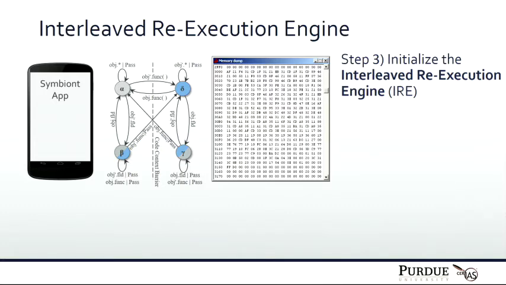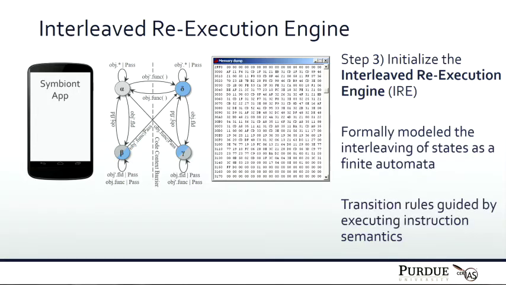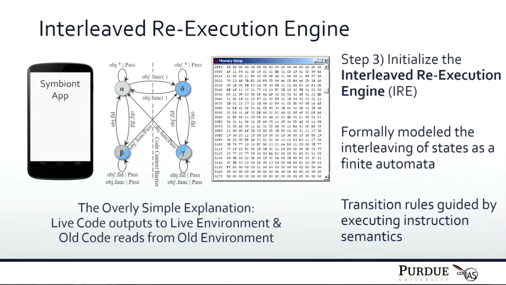Now, this figure may look pretty complex, but this is actually a simplified version of an even more complex state transition diagram in the paper. Basically, we've formally modeled the interleaving of these two executions as a finite automata, with state transition rules based on each executing instruction's semantics. If you're interested in all the different state transition rules, then please see the paper, because it's actually a pretty fascinating technique. But if I were to really oversimplify this, the IRE is going to make sure that the live code outputs to the live GUI environment, and the old code is going to read from that old internal data that's in the memory image.